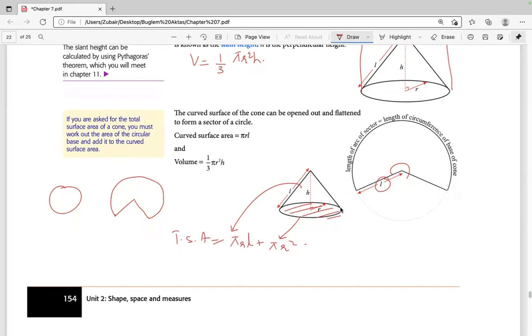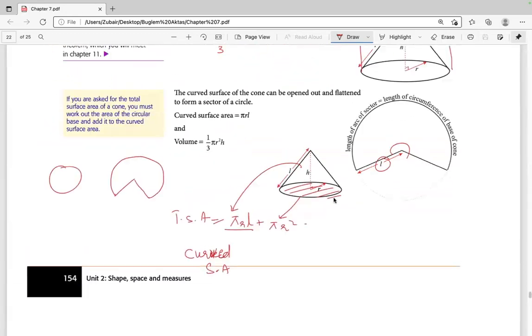And that's the net of the cone, the curved surface area. We call this curved. Whenever the examiner asks you for curved surface area, he's talking about only this angular part. When he talks about total surface area, then yes, we add pi r square. Other than that, you don't need it. So curved surface area is just the net, the cone part without the base.